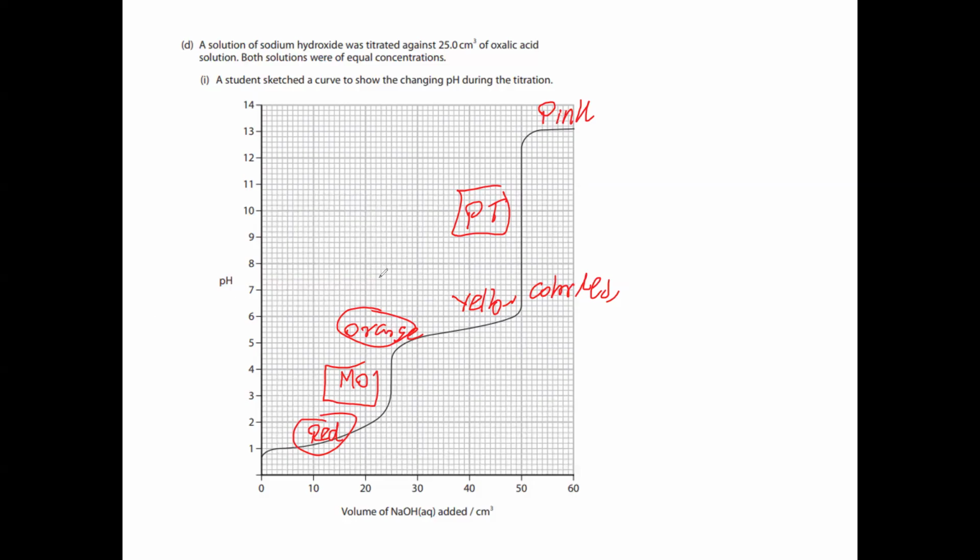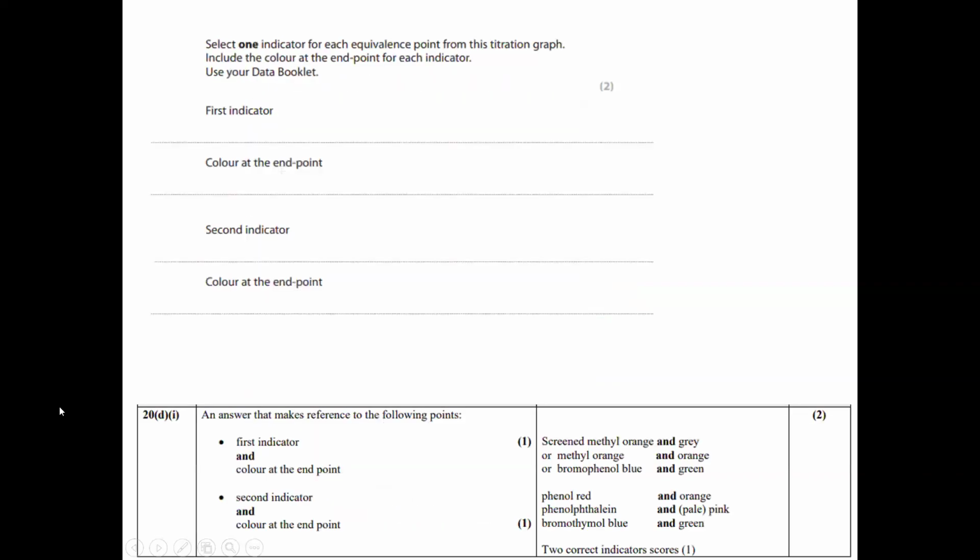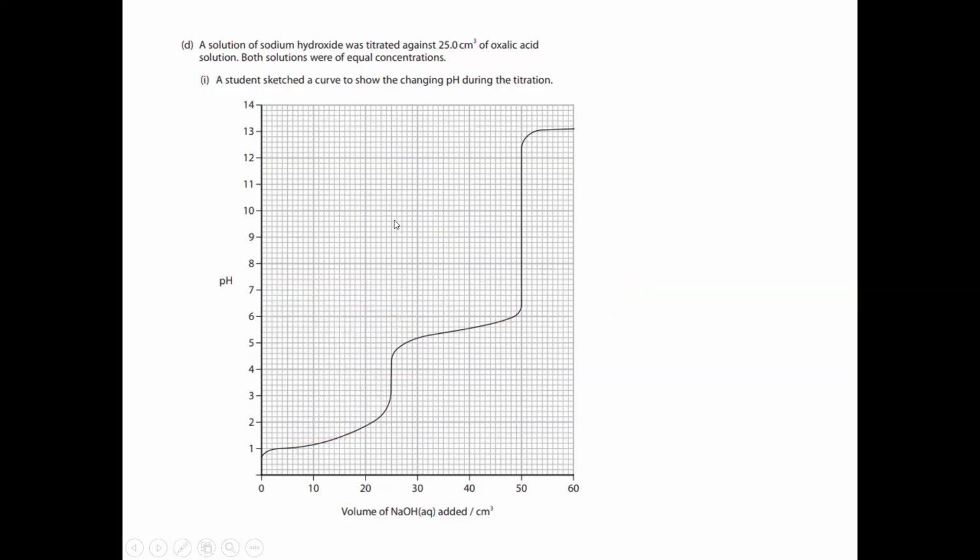But if both of them are in the same environment, the initial color for phenolphthalein will be yellow. Why is that? Because methyl orange is there in the medium. Now let's see whether our question says both indicators are in the same place. Select one indicator for each equivalence point from this titration graph. Include the color at the end point for each indicator. They are not asking for the color at the beginning, because the yellow color of methyl orange can mix up with phenolphthalein. But here there's no problem.